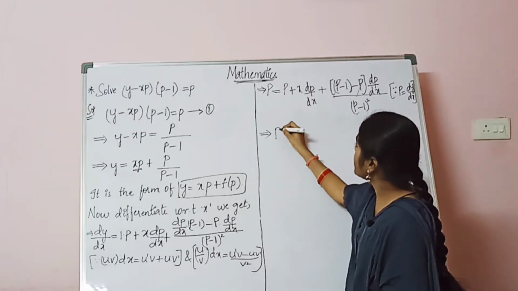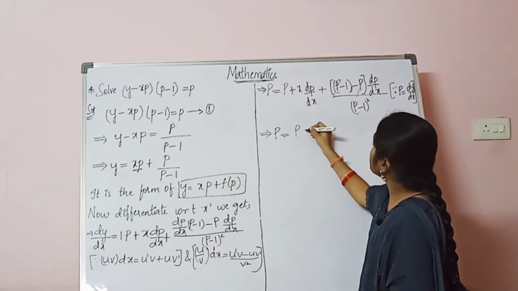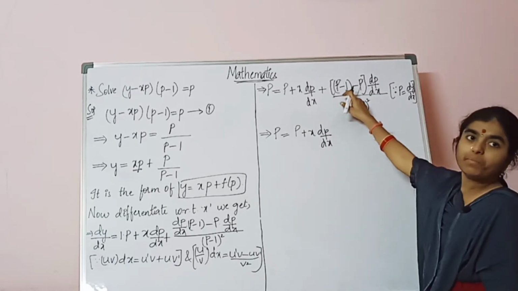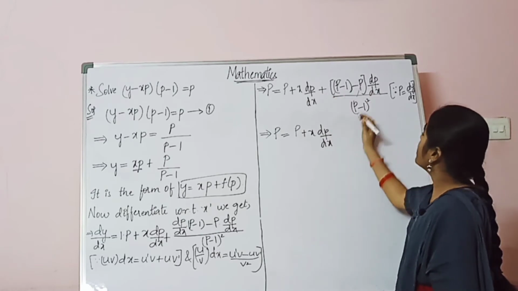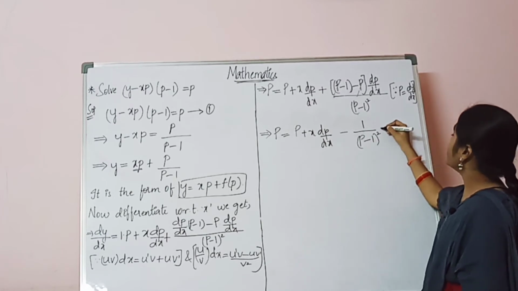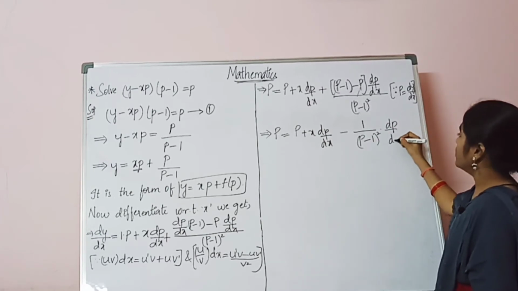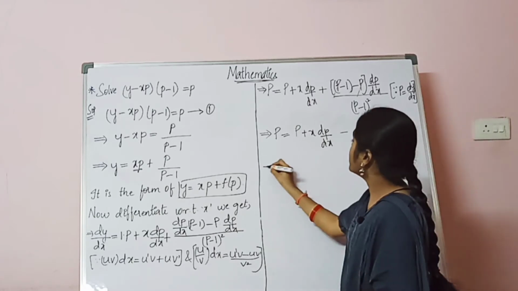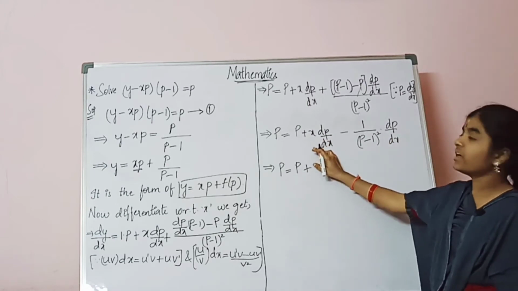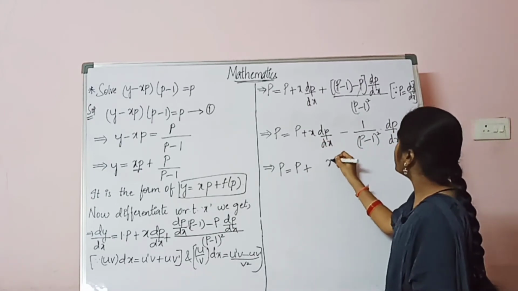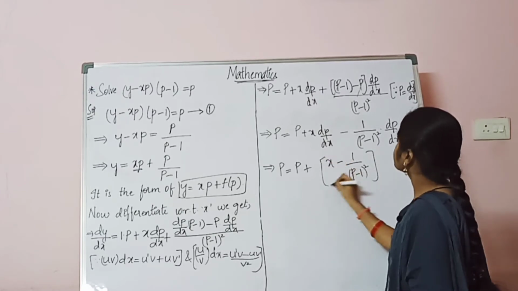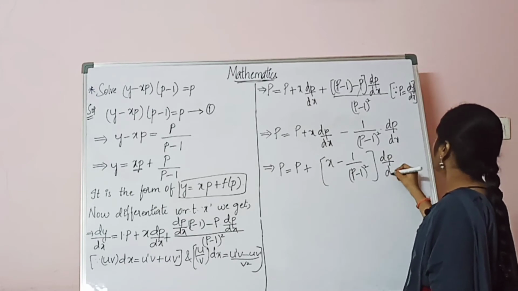This implies y equals p plus x into dp by dx. Here plus p minus p cancelled. So plus into minus, minus 1 by (p minus 1) whole square into dp by dx. That implies y equals p plus, now here we are taking dp by dx common, so (x minus 1 by (p minus 1) whole square) into dp by dx.